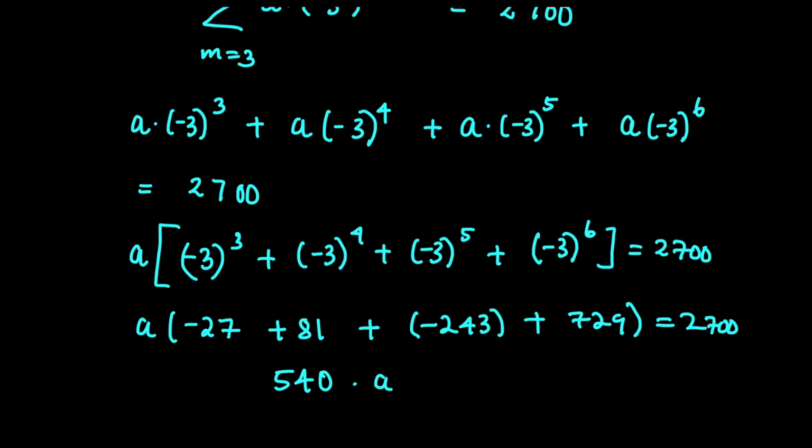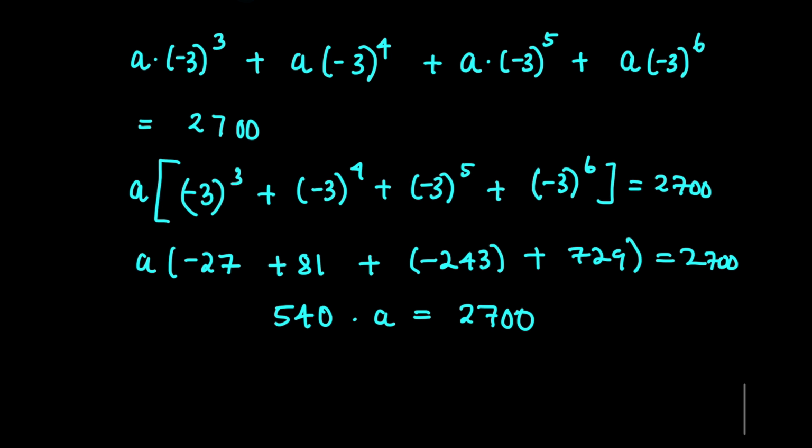540 times A equals 2,700. So your A now is 2,700 divided by 540, right? So 2,700 divided by 540, such that your A equals 5. So do you guys see how we utilize these things to actually solve our problems, you know? Okay.